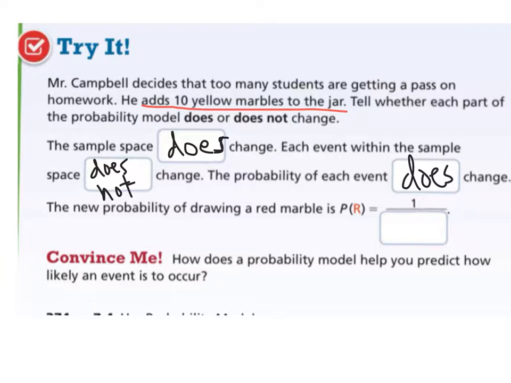And so the new probability of drawing a red marble is 1/20th because now we only have one red marble out of a total of 20 marbles. We had 10, now we have 20, so our chance of getting that red marble just got cut in half. Now we're at 5% chance instead of 10% chance.